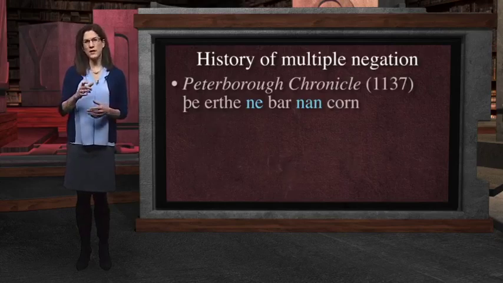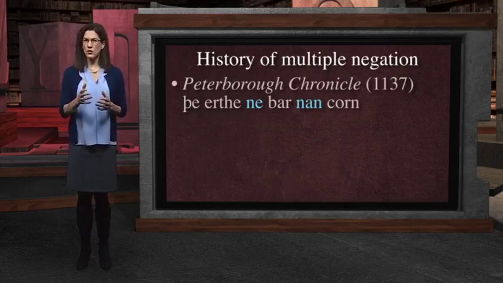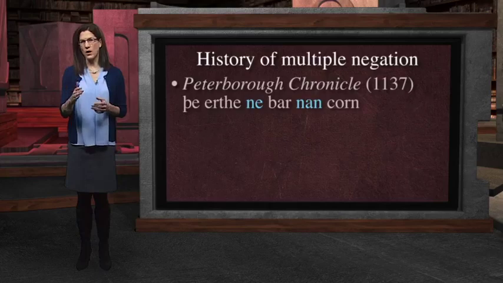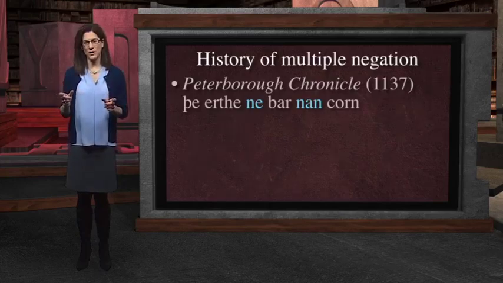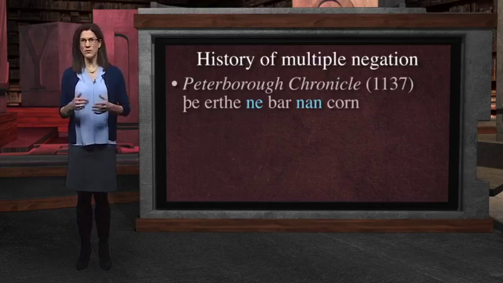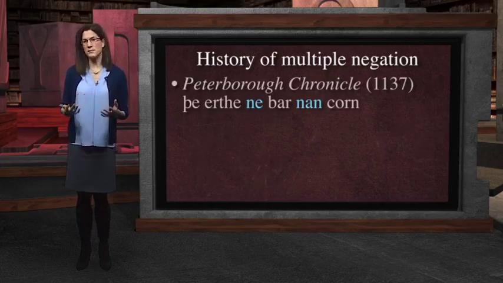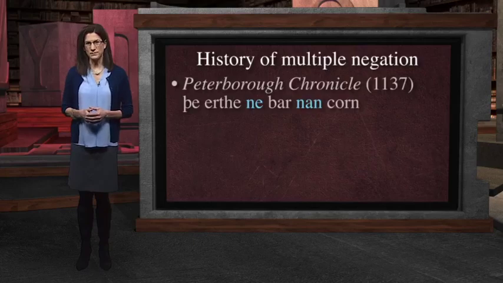Okay, if we were to translate that directly into modern English, it would be something like, the earth not bore no corn. So you'll see the double negation, not and no. In standard English now, we'd say, the earth didn't bear any corn.